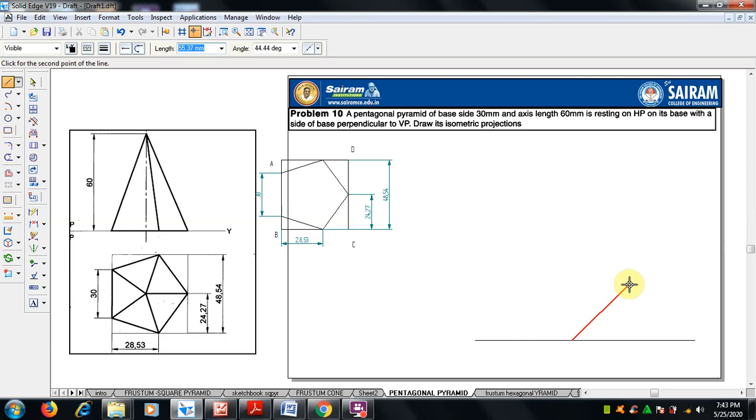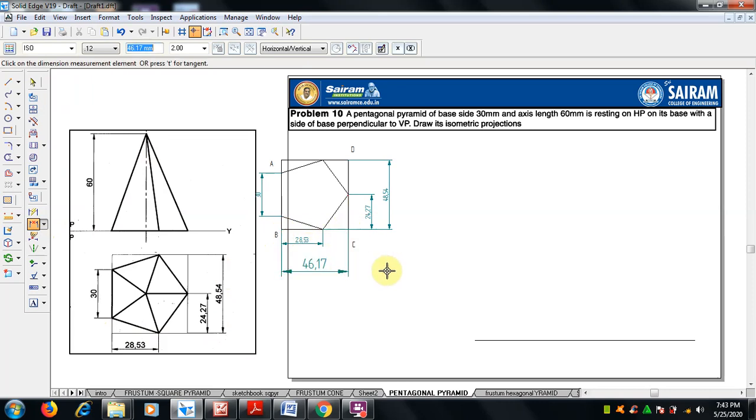We should not make the pentagonal pyramid side directly. What is the dimension available here? What is the total size? See here, you can check this to this. Since it's a square, the same value will come, 46. It is not mentioned here, right? So 46.17, here 48.54, here 46.17, and 28.53, here 24.47. So all the values are needed. Once that is done, then only we can draw.